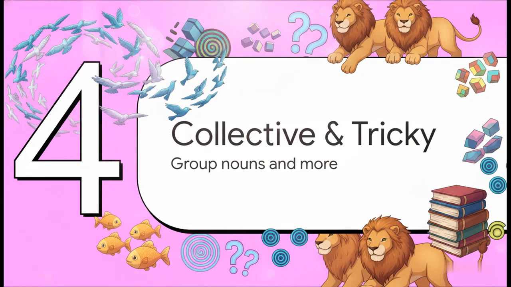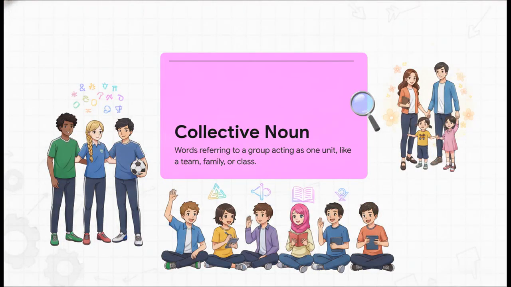Next up, part 4, collective and tricky nouns. All right, so group nouns have their own totally unique personality. The crucial thing to remember is that collective nouns are words representing a whole collection of individuals, but they're bundled together under one single label. Think of words like a team of players, a family of relatives, or a class of students.